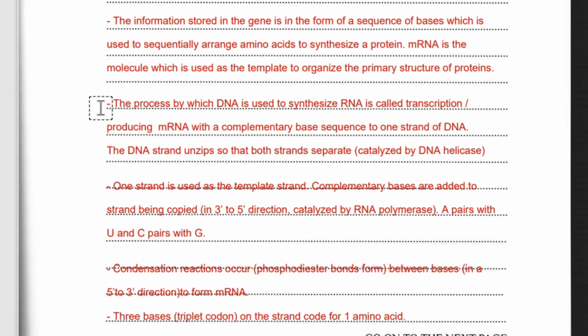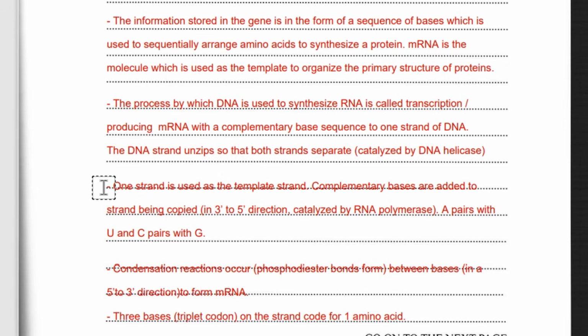The process by which DNA is used to synthesize RNA is called transcription. So that building, that elongation of the RNA molecule that I just showed you, that building of it with the RNA polymerase, that is called transcription. So that produces mRNA with complementary base sequences to one strand of DNA. The DNA would have unzipped and both strands would have separated, and this would have been catalyzed by DNA helicase, the DNA helix enzyme.